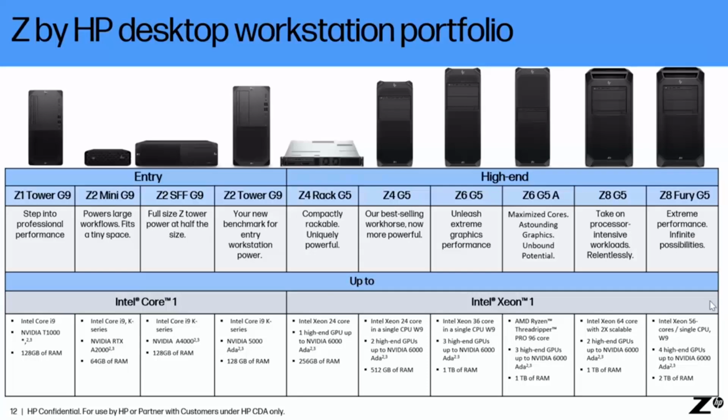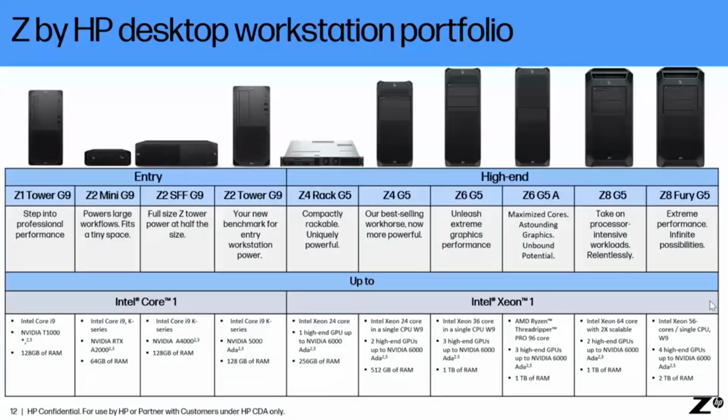So we have Z1 and Z2, Z4, Z6, Z8. The higher you go, it can handle much better workflows, much more data, and much more compute. So that's how the products vary. I'm not going deep into these products, but I'll just give you some unique products which we have.